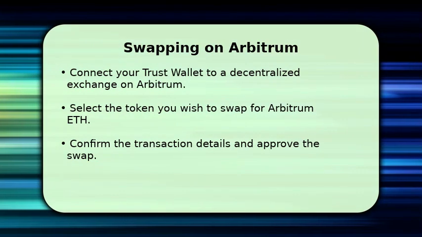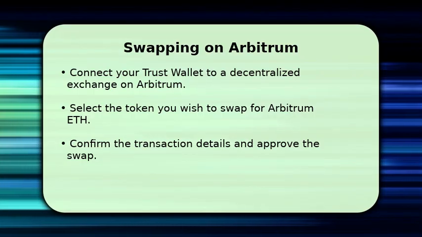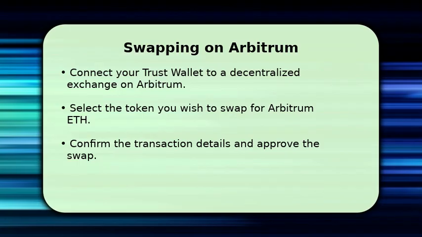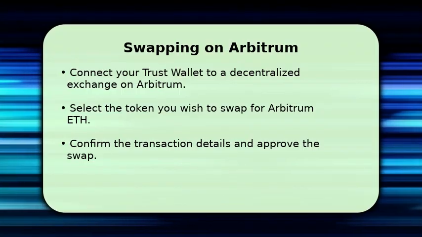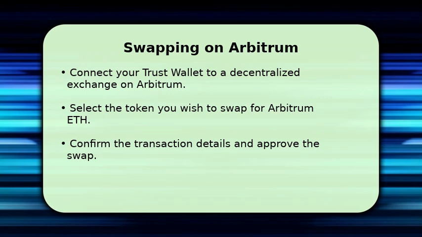With your assets bridged to Arbitrum, it's time to swap. Navigate to a decentralized exchange like Uniswap or SushiSwap within your Trust Wallet's D-App browser and connect your wallet. Choose the token you want to exchange, for example, UST or Wrapped ETH, and select Arbitrum ETH as the receiving asset. Always double-check the transaction details, including the amount and potential fees, before confirming the swap. This ensures a smooth and successful transaction.